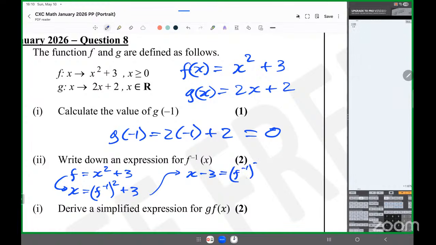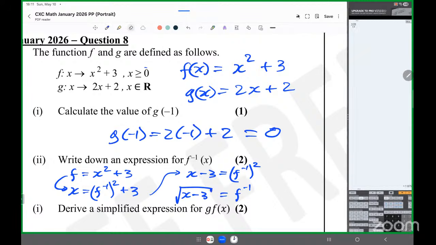So we're going to get x minus 3 equals f to the -1 squared. And then to get rid of the square, square root both sides. We're going to get the square root of x minus 3 equals f to the -1. All right, and it's a positive square root because they did say that x is greater than 0. So for the inverse function, this has to be greater than 0. But let me not get into that. That's for higher level. You're not concerned with that, right?